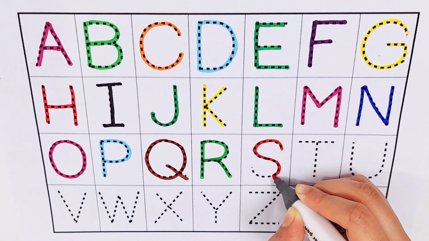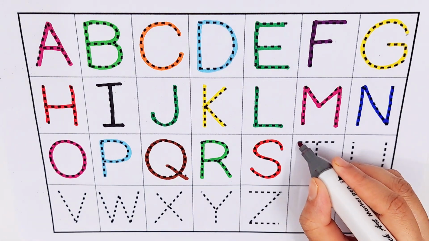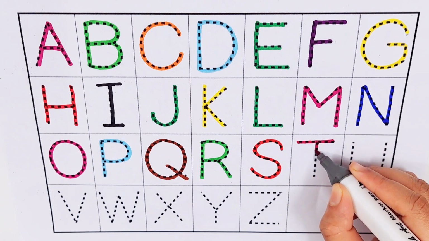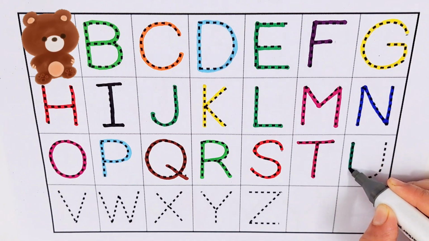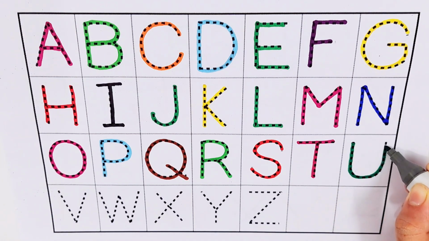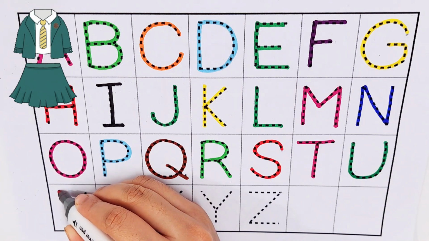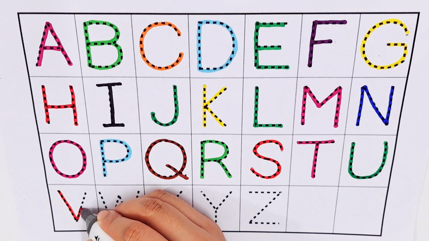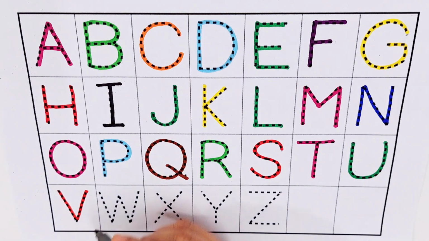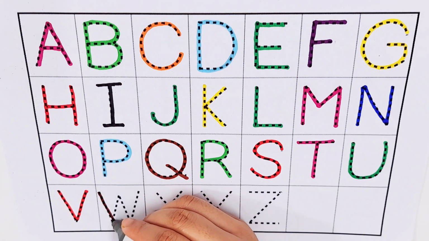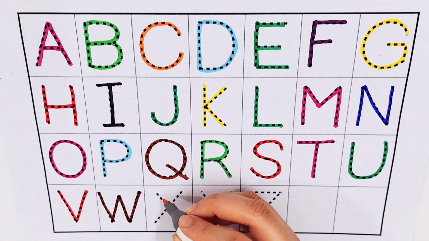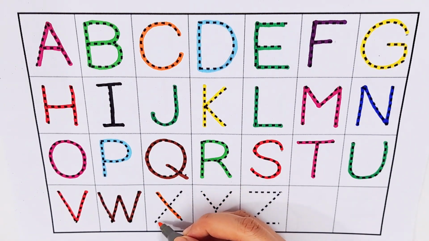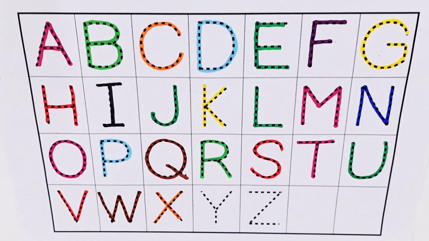S for school. T for toy. U for uniform. V for van. W for watermelon. X for X-ray.